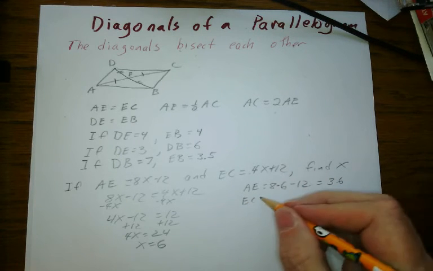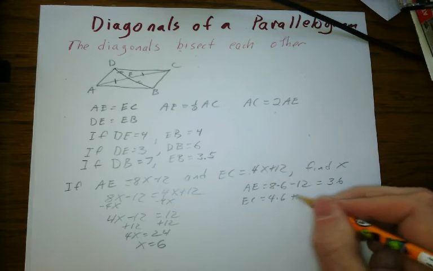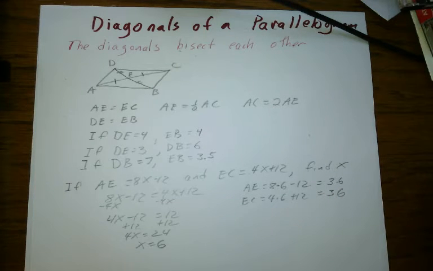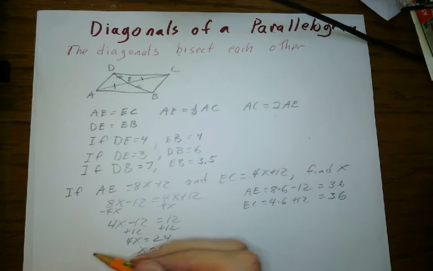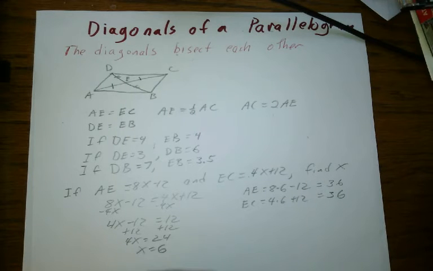EC is 4x plus 12, plug 6 in for x. 4 times 6 plus 12. 4 times 6 is 24, plus 12 is 36. It checks. Okay? Let's do another one. Let's say DB is equal to 6x plus 8 and DE is equal to 5x minus 2. Find x.